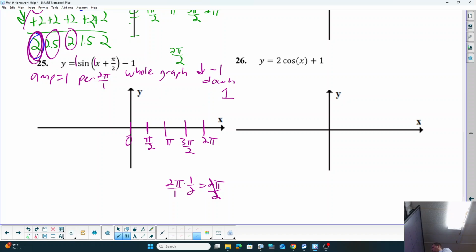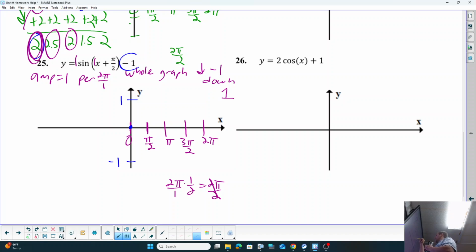Okay, so this is the tricky part now. I'm going to graph the parent function with an amplitude of 1, period of 2 pi. Then we'll do the shift. Then we'll move it left or right. Sine goes up to 1 and negative 1. So the parent function of sine is to start off at 0.